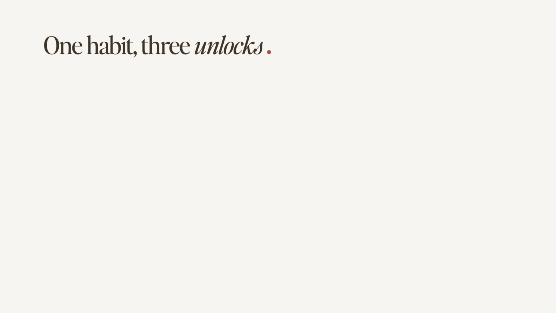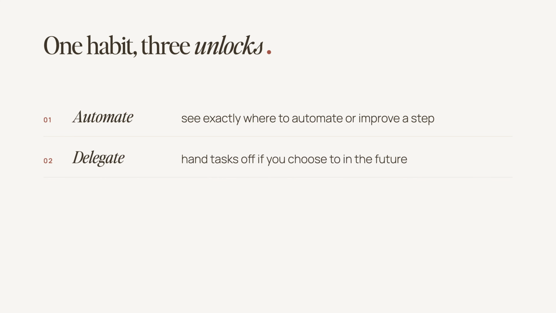I hope this has provided you some value and clarity on the difference between business processes and SOPs and shown you exactly how you can create both. They do work alongside each other. If there's one idea that I would encourage all of us to take away from this, it's that documenting our repetitive work is a freedom unlock. If you work for yourself, it shows you exactly where to automate or improve a step. It also gives you the option of delegating if you choose to in the future.